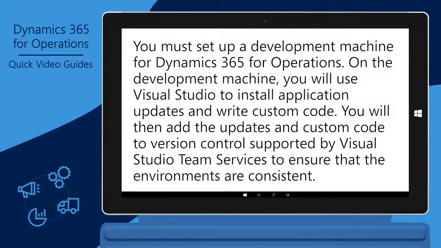You must set up a development machine for Dynamics 365 for operations. On the development machine, you will use Visual Studio to install application updates and write custom code. You will then add the updates and custom code to version control supported by Visual Studio Team Services to ensure that the environments are consistent.